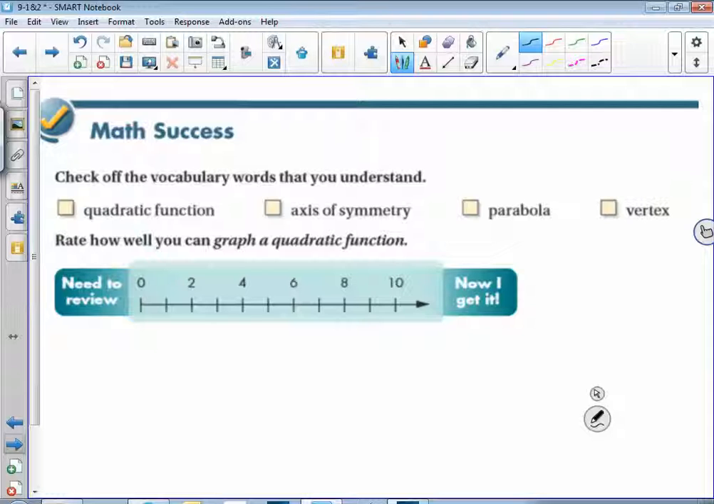Do you know these? I do. Check what you know. Quadratic function we talked about. We talked about axis of symmetry. We know the parabola is the graph, and the vertex is the highest or lowest point on it. Looks like the old stuff. So I'll see you in class real soon.